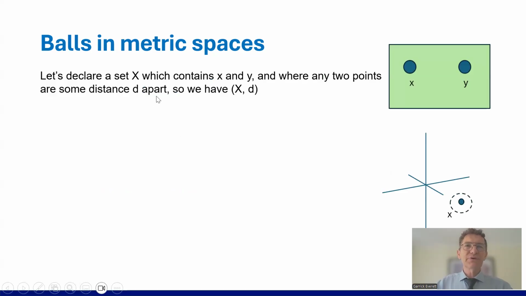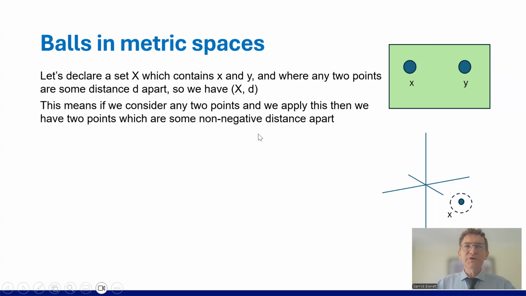Let's declare a set X, which contains x and y. So this green bit is X, which contains x and y. There's x, there's y, and any 2 points are some distance d apart. So we have X and d, the distance from this function on this set X. If we consider any 2 points and apply this, then we have 2 points which are some non-negative distance apart. So if we apply d(x, y), it's going to be something from 0 to infinity, some length.